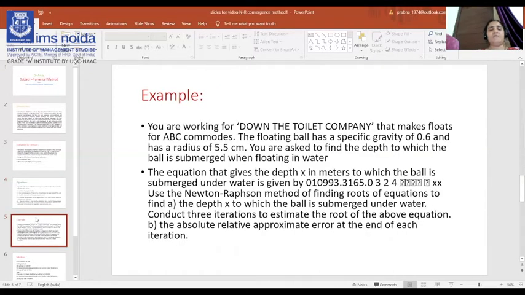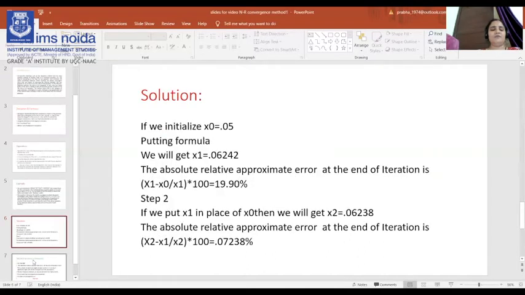Now come to the example. I have given one example. You are working with a company that makes the floats for ABC commodes, and the specific gravity values are given. These are the root values. Using the Newton-Raphson method, you can find which is more approximate to your root value. So f(x) is given. You initialize the process with x0 equal to 0.05.